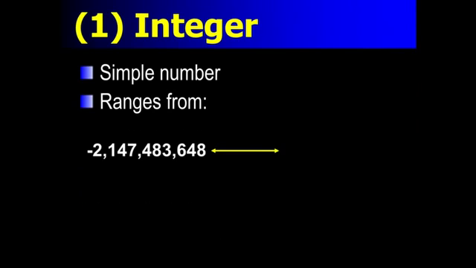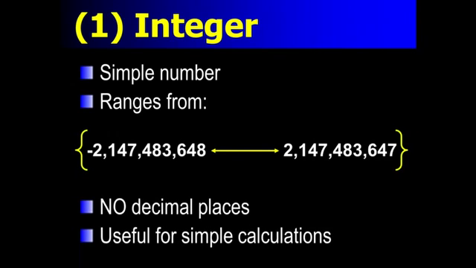So the first type is called the integer. Very simple data type. You've probably heard it in math class before. The integer is a simple number that ranges from positive 2,147,483,647 all the way down to 0, and then it also has negative numbers. Question. Think it out. Why is there one more on the negative side than the positive side? Think about your answer. Be specific in your answer.